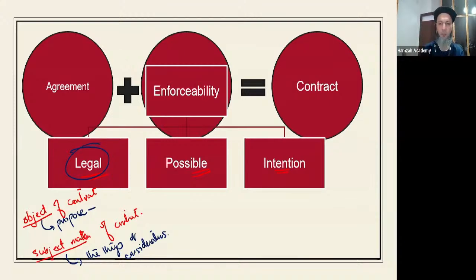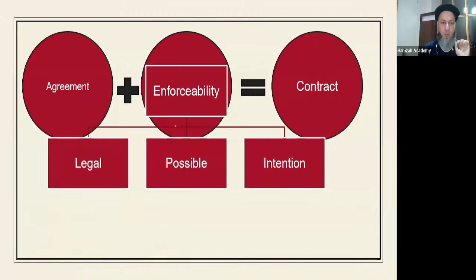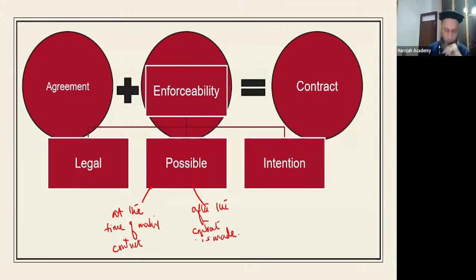Okay. Next is the possibility. For a contract to be a valid contract or enforceable, it is important that whatever is to be performed is also a possible thing. If it is not possible, the contract will not form. Now, there are two situations to it. One situation is at the time of making the contract. And second, after the contract is made. What does this mean? I'll give you examples of both.